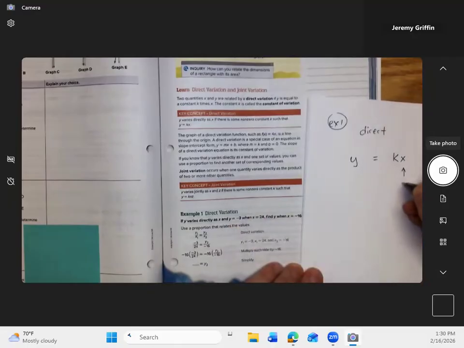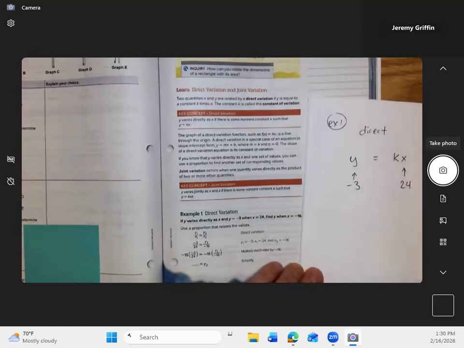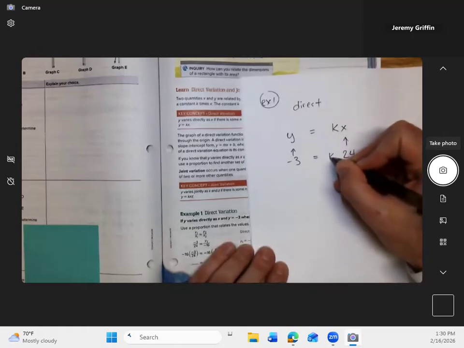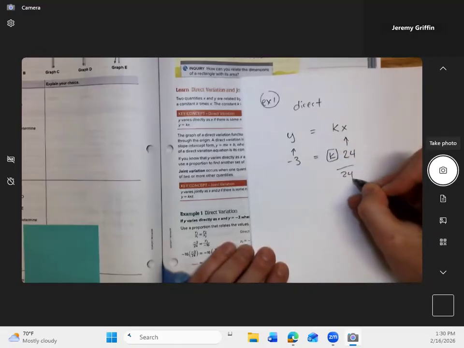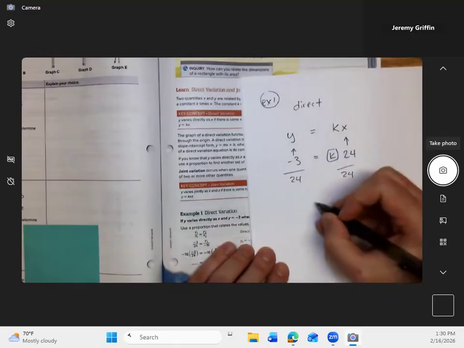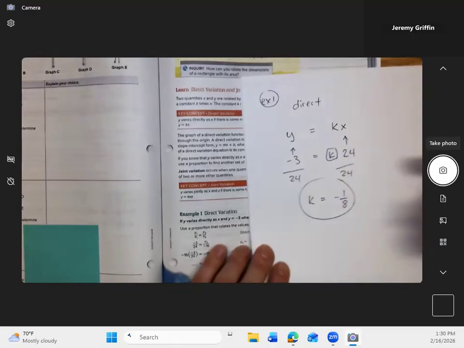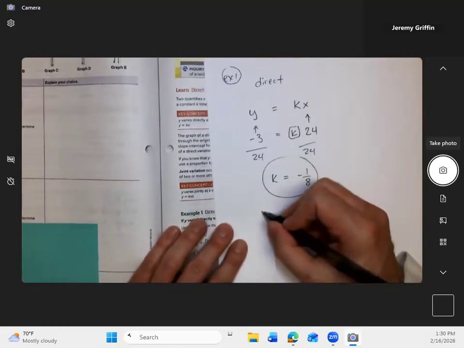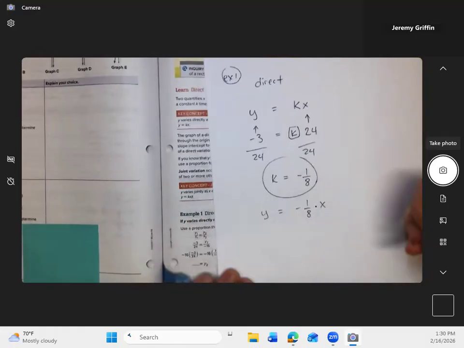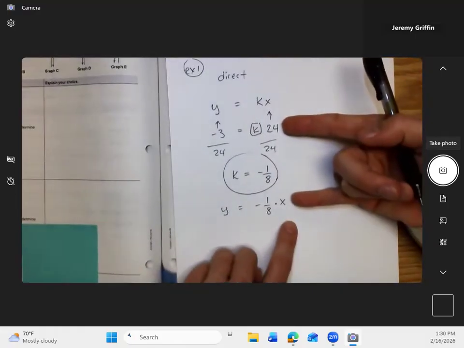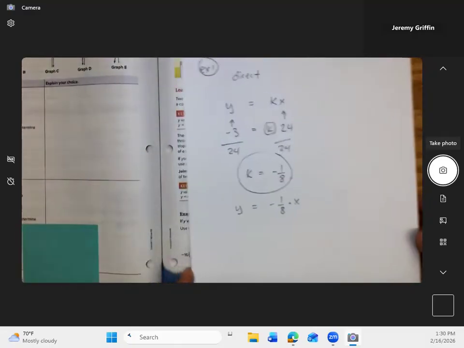They said when y is -3, x is 24. So if I plug in 24 for x, I'll get -3 for y. That allows me to solve for k. I divide both sides by 24. It looks like k is going to be -1/8. So to make an exact equation, I could say y equals -1/8 times x. If you want to check your work, plug in 24 for x. 24 divided by -8 is -3. It works out.